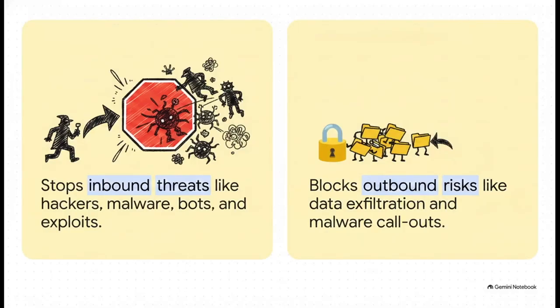And here is the kicker. This virtual moat works in both directions. Yes, it absolutely stops inbound threats like hackers, malware, bots, and exploits from breaking in. But it also monitors for outbound risks. If a system inside your city somehow gets compromised, say a user clicks a bad link, Tighten blocks that malicious traffic from leaving. It stops data exfiltration in its tracks. It stops malware from calling back to its command server. It is an absolute intelligent barrier that completely seals off unauthorized communication in or out.